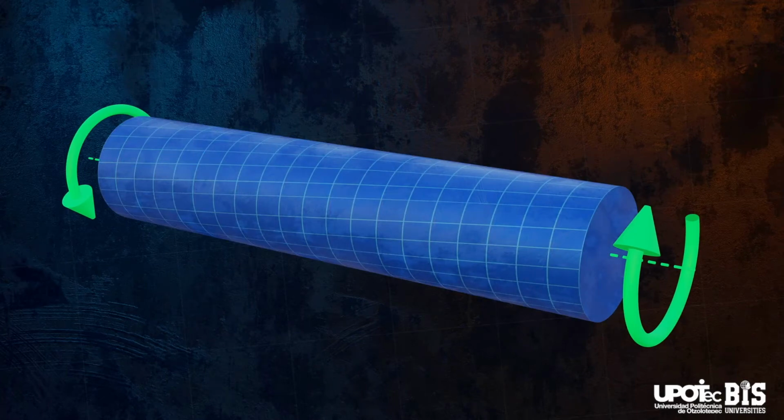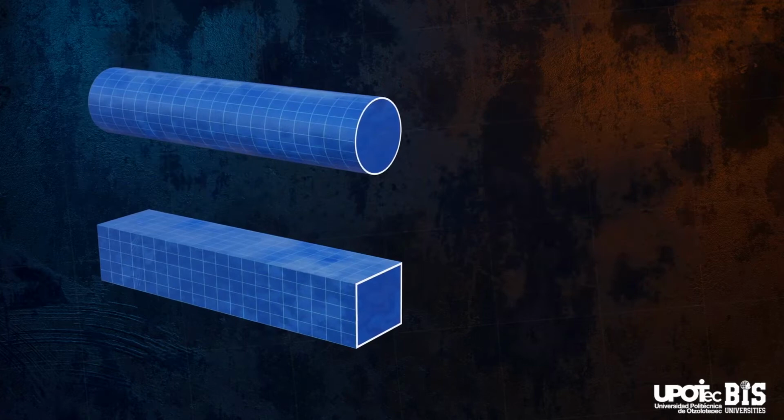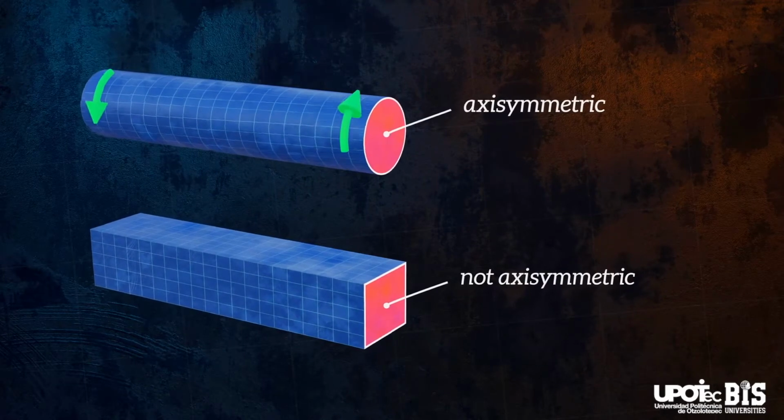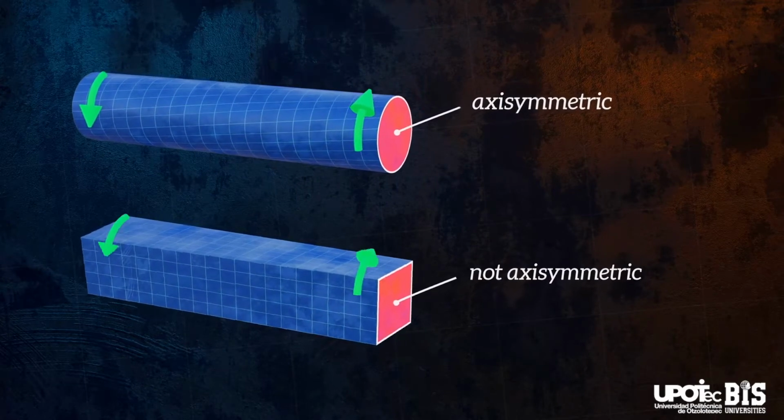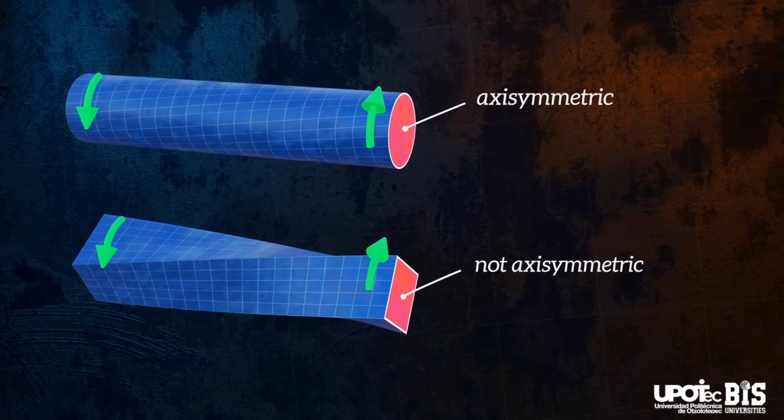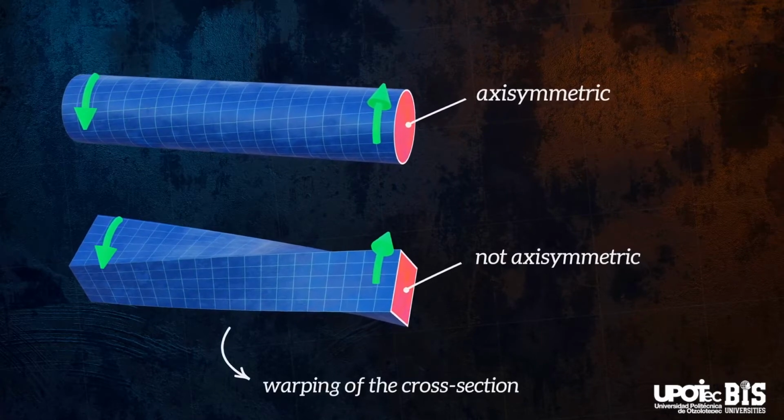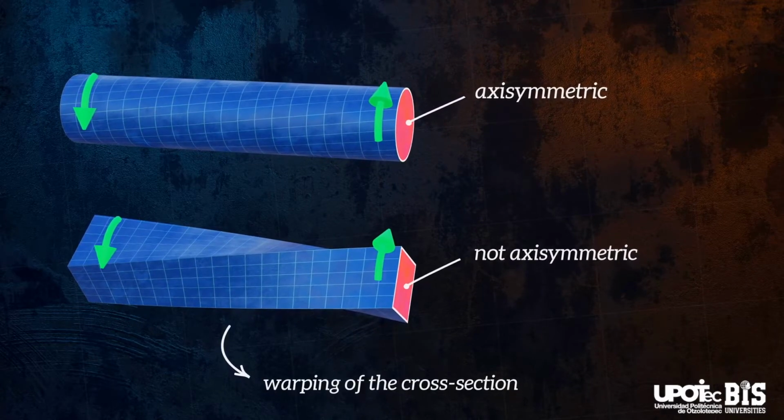This is only true because the cross-section of the bar is axis symmetric. A bar with a rectangular cross-section is not axis symmetric, and so torsion results in warping of the bar cross-sections. This warping is complex. We will keep things simple and only consider torsion as it relates to circular bars.